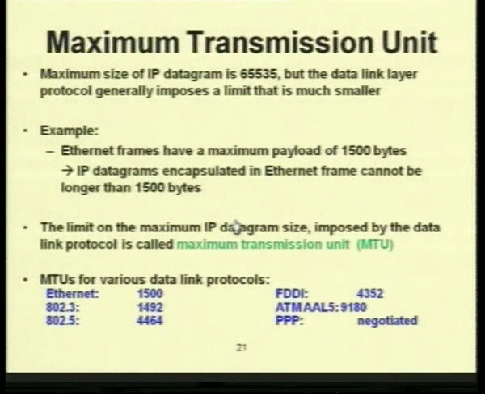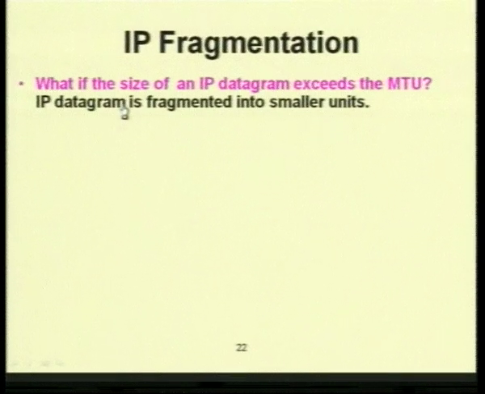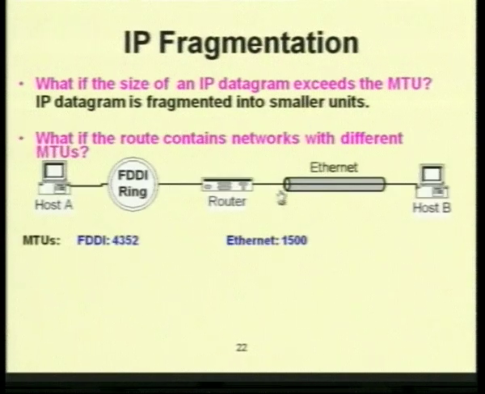Now because we have this maximum transmission unit, sometimes there is a necessity that IP packets need to be fragmented so that they are able to fit into the data link layer frame. So we will look at how that happens. What is this IP fragmentation that we are talking about? IP fragmentation is required whenever the IP datagram exceeds the MTU. So the question is, what if the size of an IP datagram exceeds the maximum transmission unit? The IP datagram has to be fragmented into smaller units.